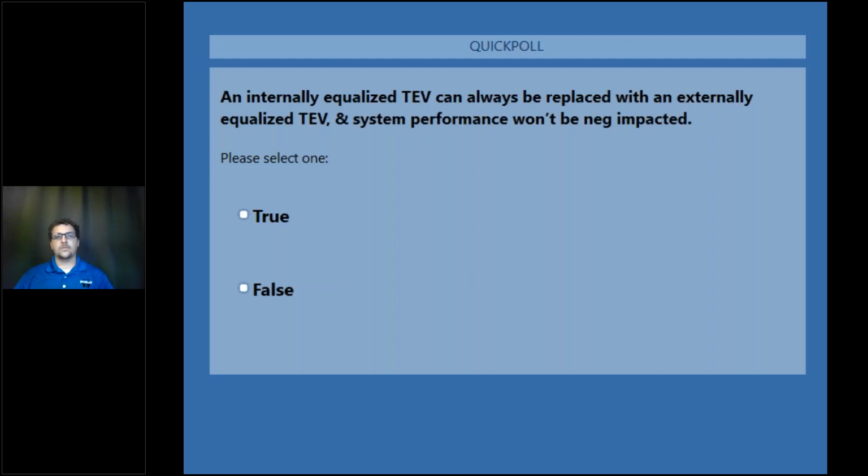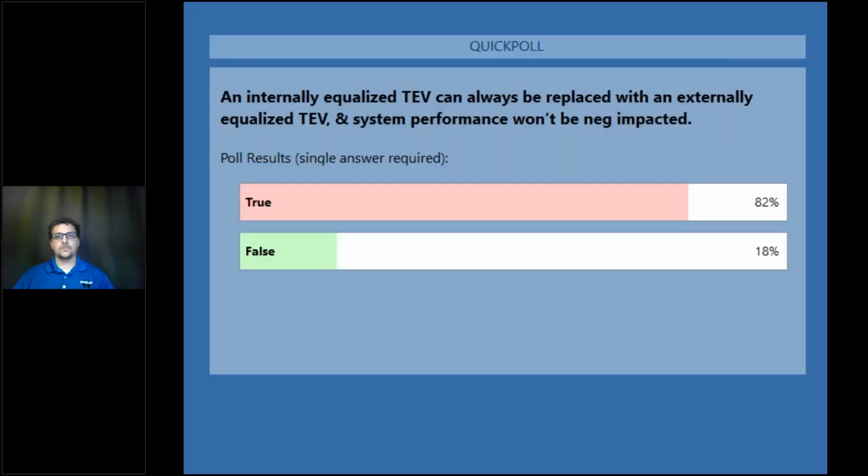I'm going to close it in a few seconds. And so the question was, an internally equalized TEV can always be replaced with an externally equalized TEV, and system performance won't be negatively impacted. 82% got it correct and chose option A, which was true, and 18% chose option B, which was false. And now back to you, Adam.